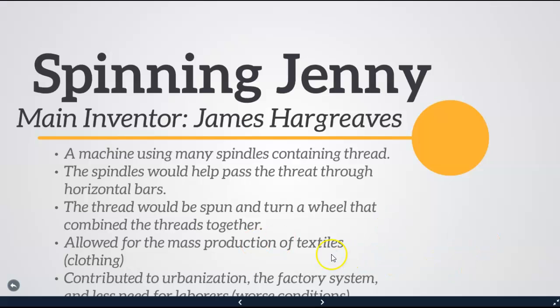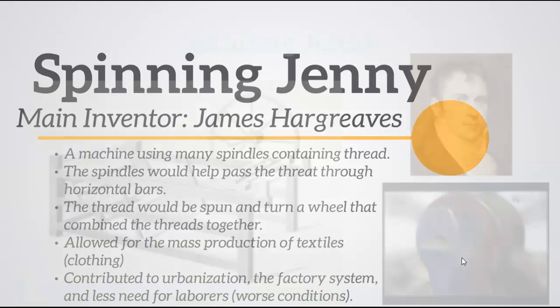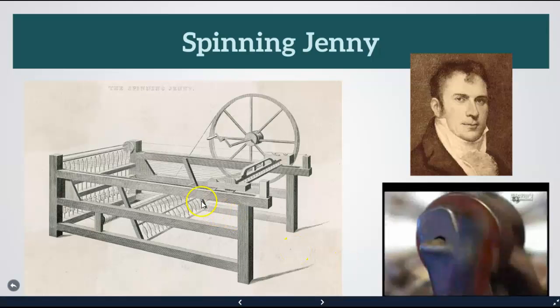This was used for textiles, which contributed to things like urbanization, the factory system, and by using these machines, a little bit of a less need for workers, at least workers to help spin thread together. So this is what the spinning jenny would look like.